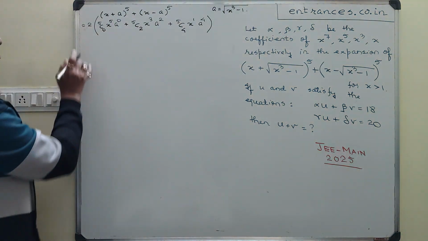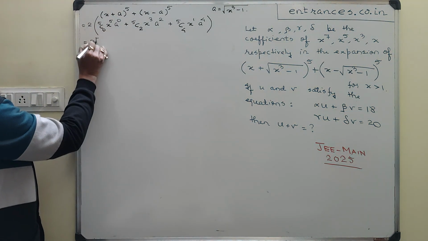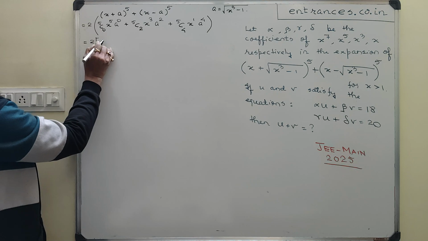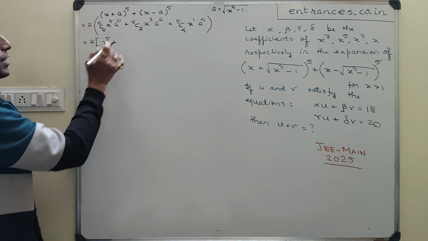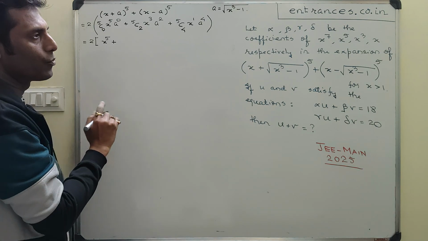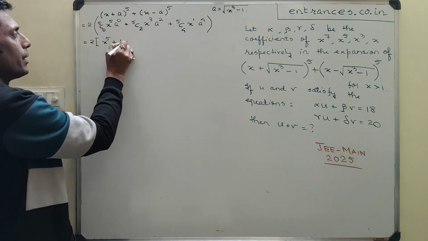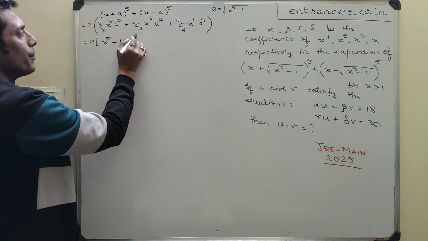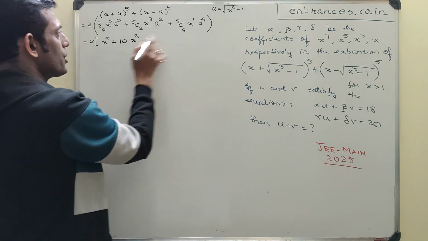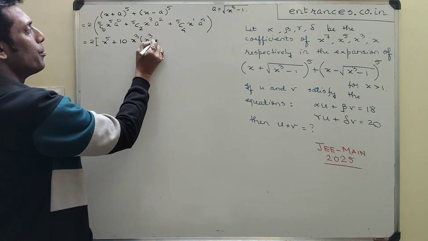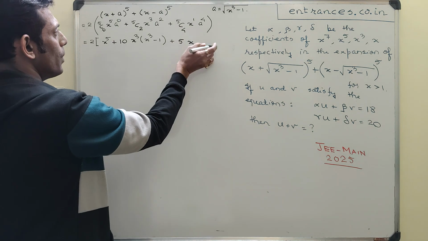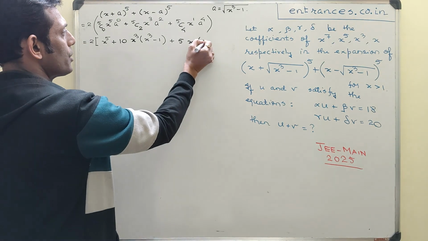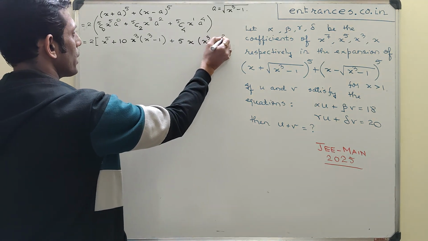So if I calculate this, this will become 5C0 is 1, x power 5, a power 0 is 1. Then 5C2, 5 into 4, 20, 20 by 2 is 10, x power 3, a power 2, that means a square is x cube minus 1, plus 5C4 is 5, x power 1 into a power 4, that is (x cube minus 1) whole square.